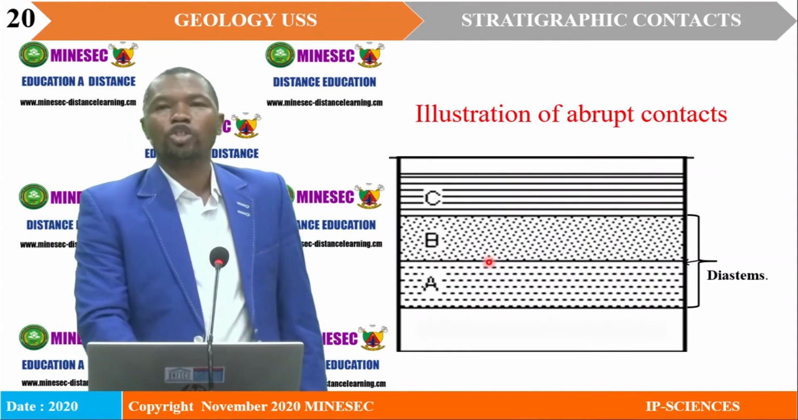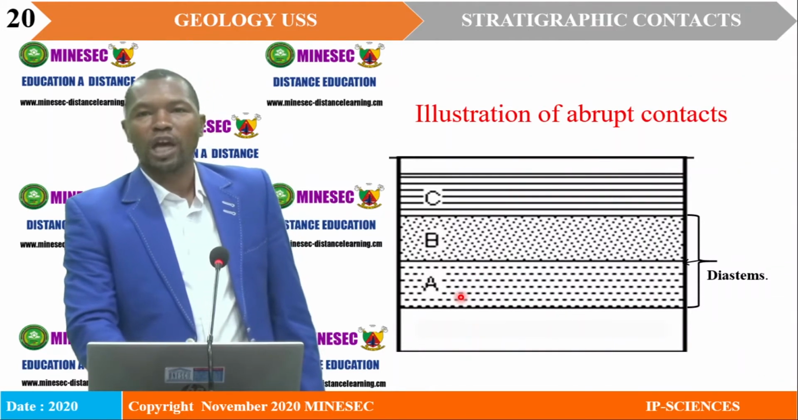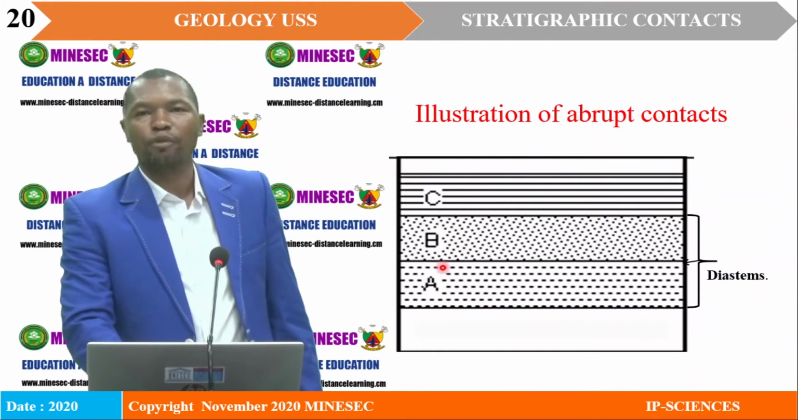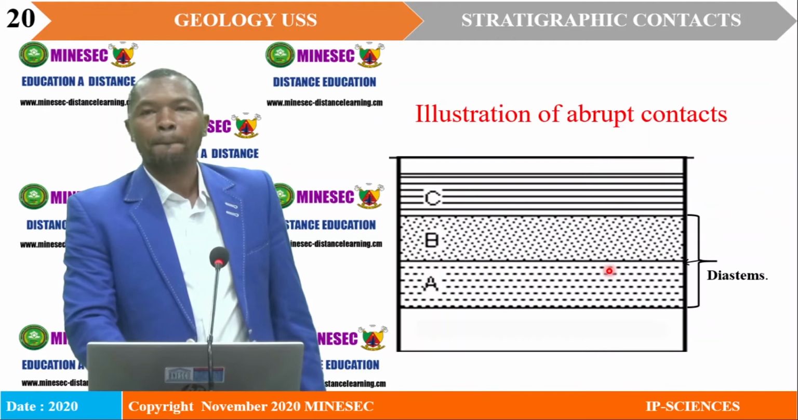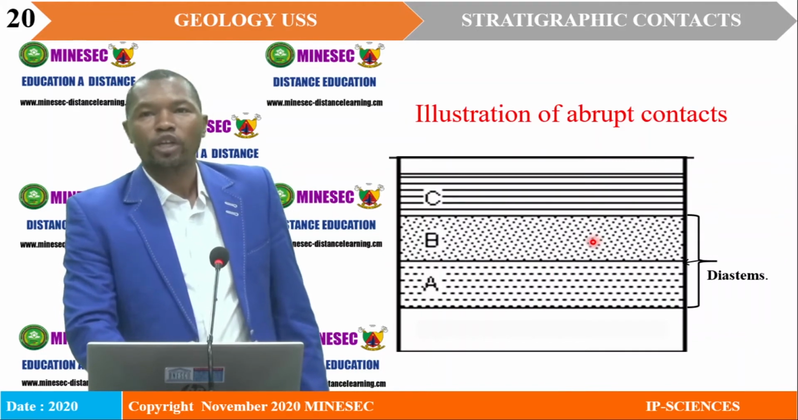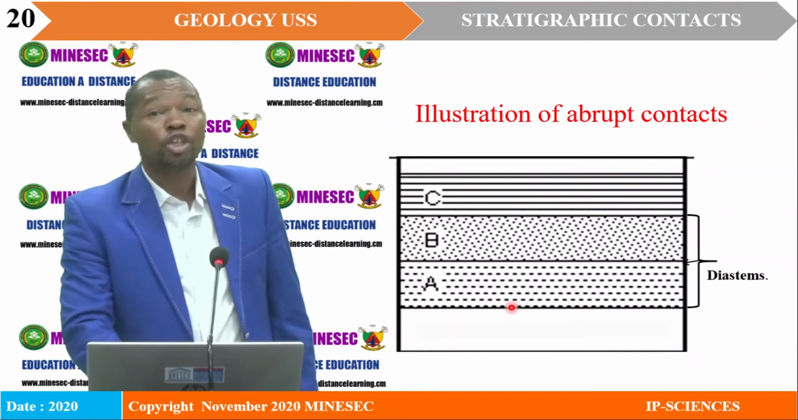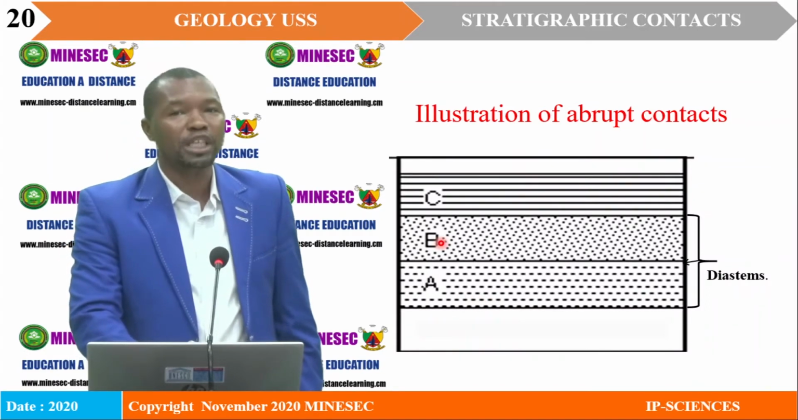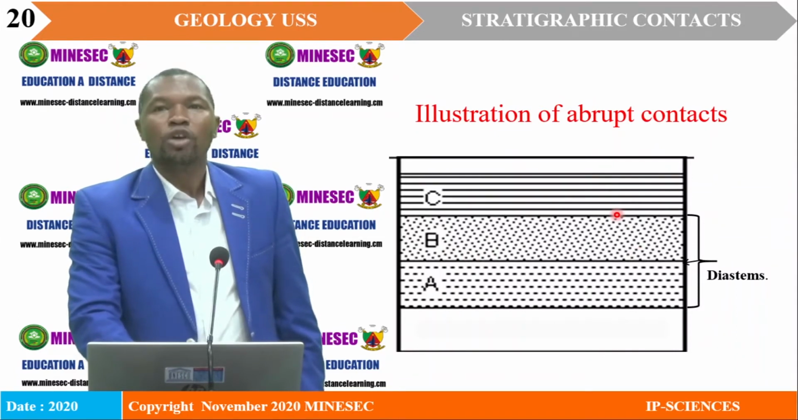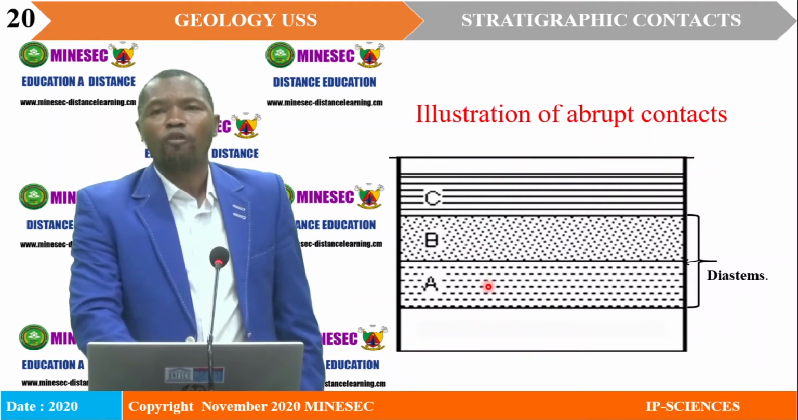We have an illustration of an abrupt contact. If you look at this, you realize that bed A, bed B, bed C transit to each other with very sharp contacts. These sharp contacts form our bedding planes. And when you look at the contacts between A, B, and C, we said that these breaks are called diastems. But remember that just the contact between A and B is a bedding plane. Whereas when you take that for the whole rock body with separation of one rock layer to another, you call that diastems.